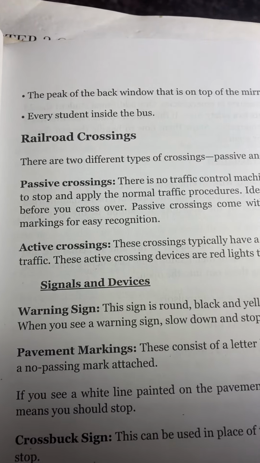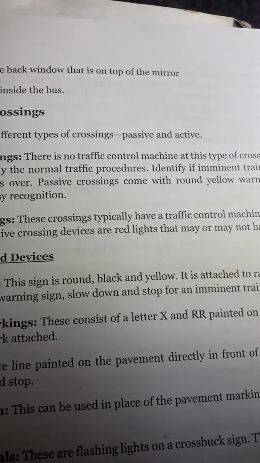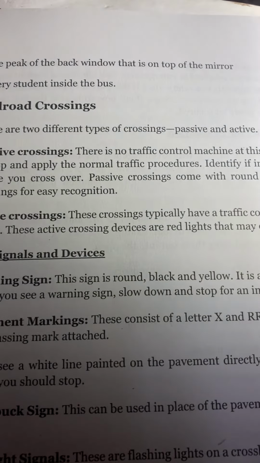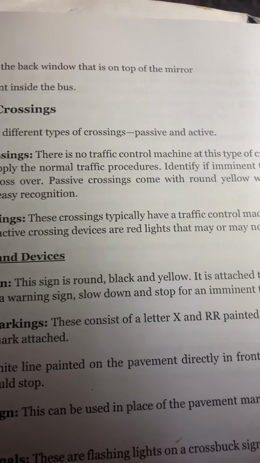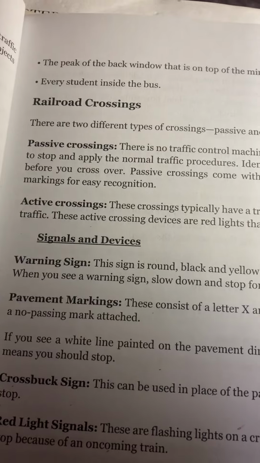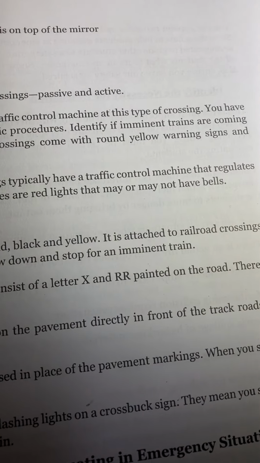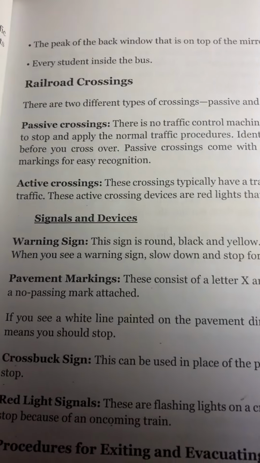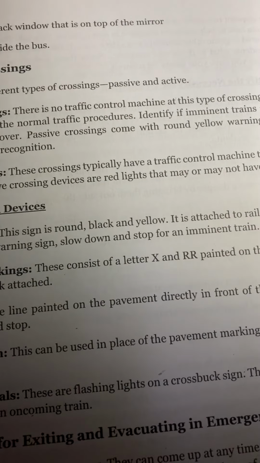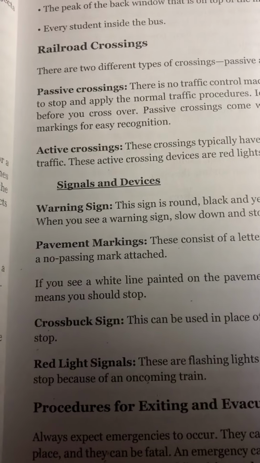Railroad crossings. There are two different types of crossings, passive and active. Passive crossings. There is no traffic control machine at this type of crossing. You have to stop and apply the normal traffic procedures. Identify if imminent trains are coming before you cross over. Passive crossings come with round yellow warning signs and markings for easy recognition.